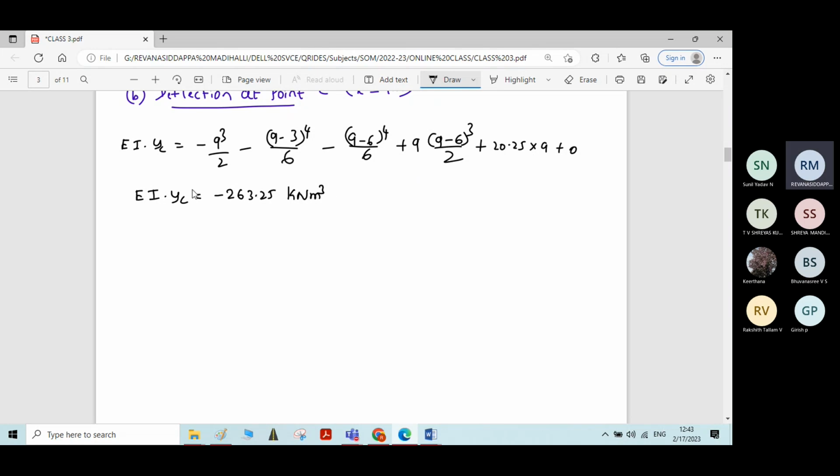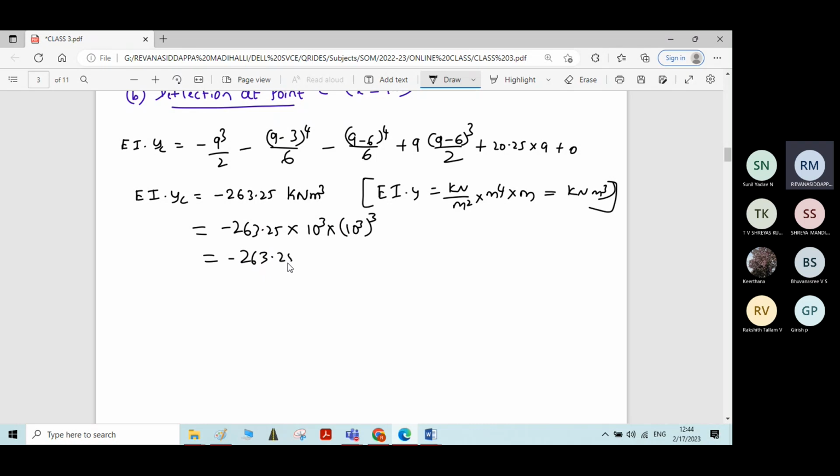So kilonewton meter cube is the unit, as I told, since EI into Y is kilonewton per meter square into meter to the power of 4 into meter. If you simplify, finally it will be kilonewton meter cube. If you need to convert this into Newton millimeter cube, minus 263.25 into 1 kilonewton is 10 power 3 Newton, into 10 power 3 millimeter cube. So it will be minus 263.25 into 10 power 12 Newton millimeter cube. Therefore, YC is equal to minus 263.25 into 10 power 12 divided by E into I.